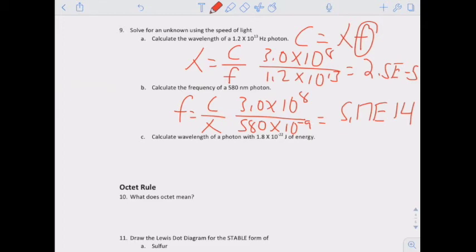And then go ahead and try C on your own. So you're calculating the wavelength of a photon with the energy of this. You're going to have to use both of your equations there and see if you can figure that one out.